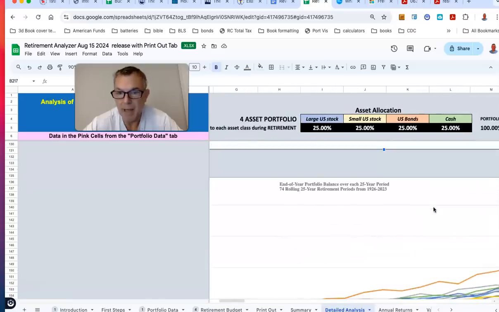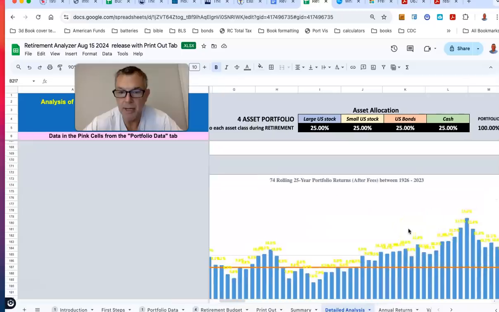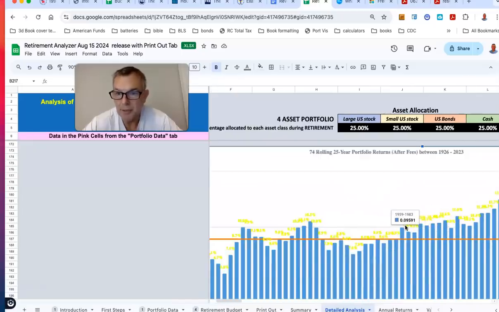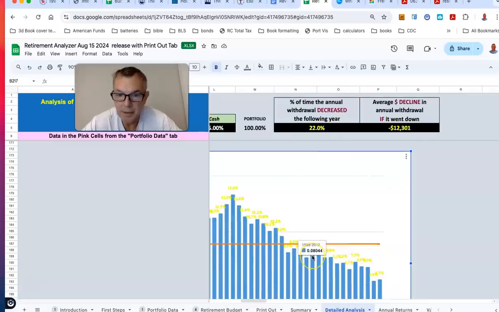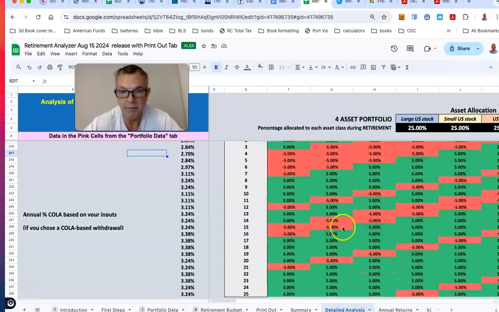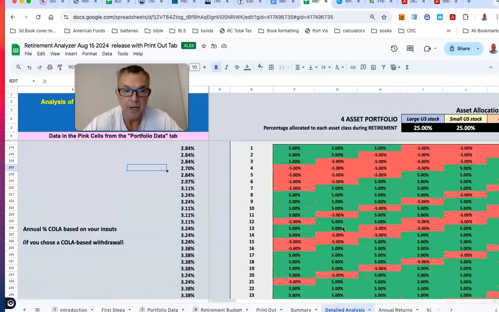End of year rolling balance after each 25-year period. I love that. 25-year portfolio returns after fees. So if you retired in 1959, your portfolio averaged 9.5%. If you retired in 1988, your portfolio averaged 8. If you retired in 1998, your portfolio averaged 5.6. If you retired in 1929, your portfolio averaged 5.8. I just love this chart right here. I think it's fantastic. All right, so let's try something else here.